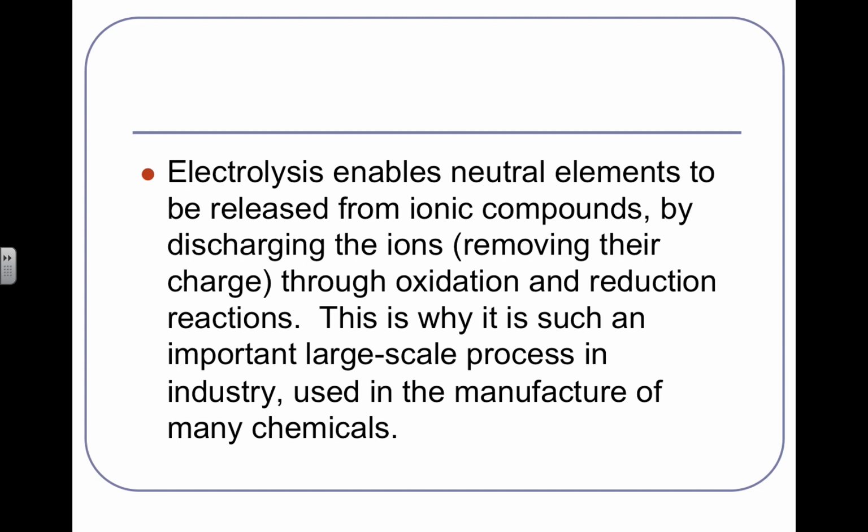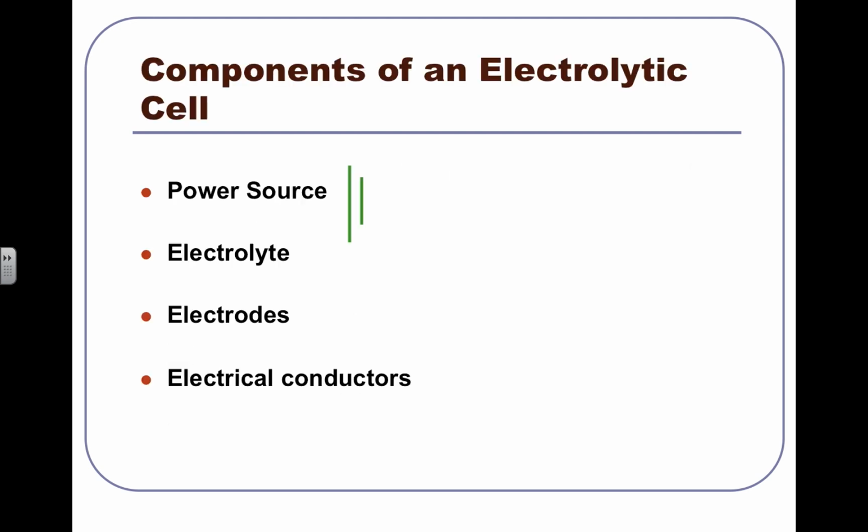So one of the big reasons why electrolysis is such a big deal is that we are able to get the neutral elements from their ionic compounds by discharging the ions, or removing their charge, through redox reactions. And so we can use this for a whole variety of things. We'll see that in a little bit. But if we want to get a pure element out, this is a good way of doing it.